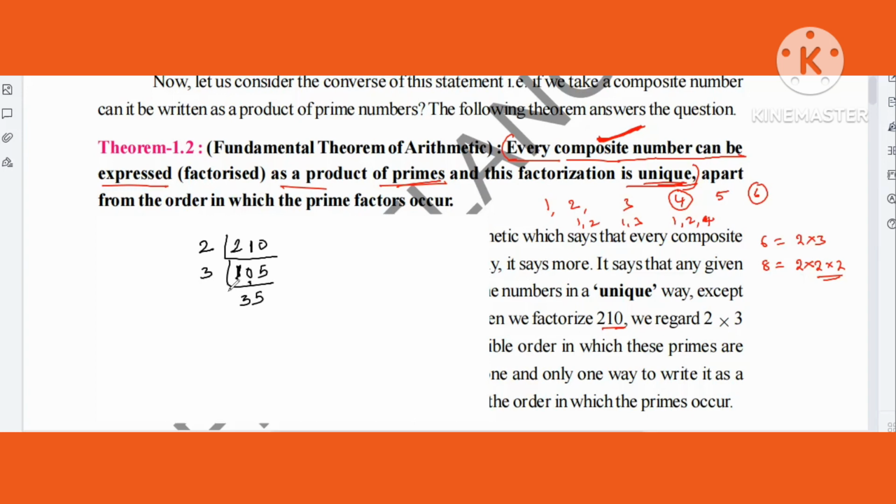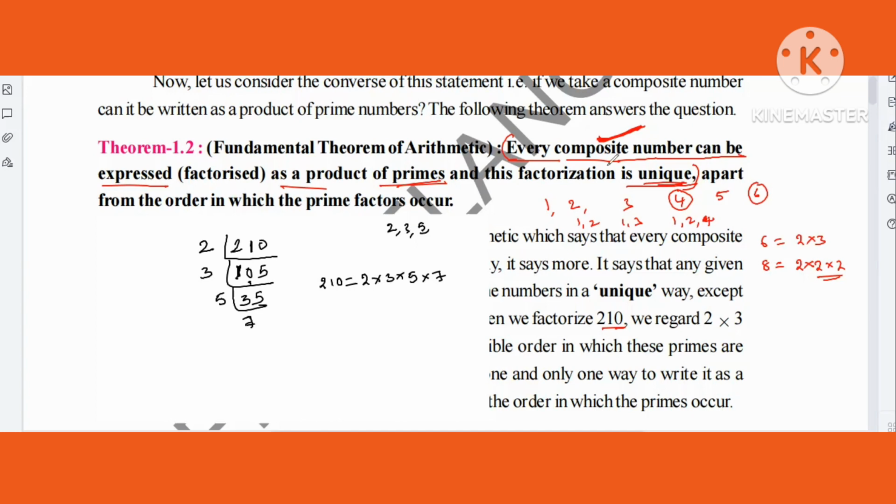Next we have to take another prime number. So 2 is over, 3 is over. Can you divide with 5? Yes, 5 7s are 35. So at the end we got a prime number again, so we can stop here. So 210 you can write as 2 into 3 into 5 into 7, means the number 210, the composite number, is expressed as a product of primes.